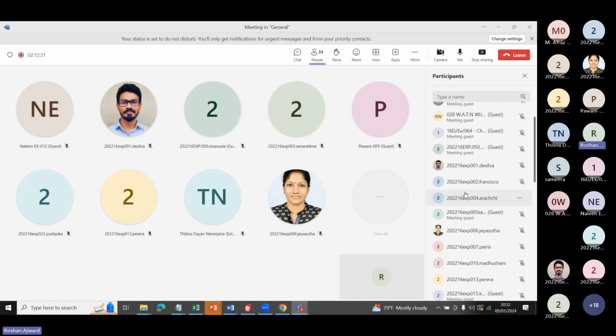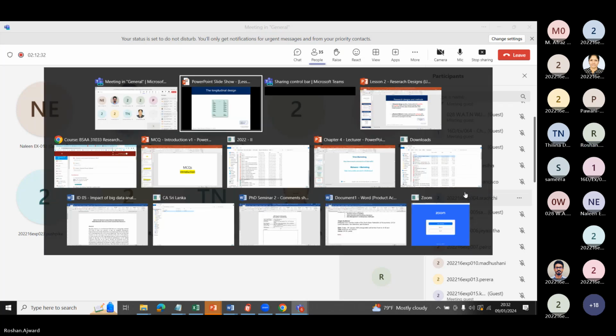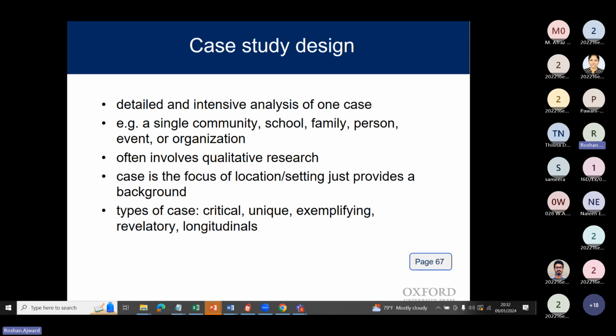Right. So now let's come to the next type of design. That's actually the fourth type of design, called the case study design. Here what you do is you take one case, a single case, and study that case in depth.